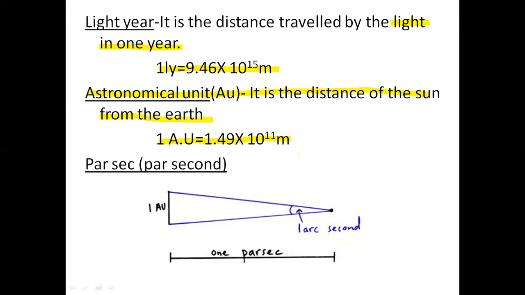So the next concept I have taken is the parsec. That is another unit to measure distance.